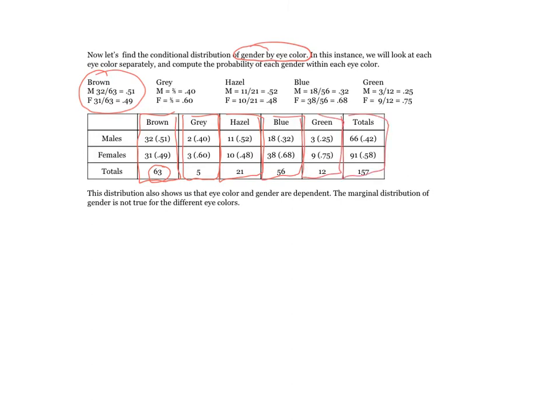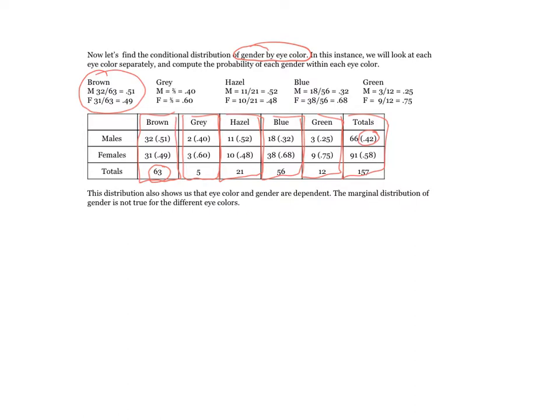And this distribution also shows us that eye color and gender are dependent. Okay? The marginal distribution of gender is not true for all the different eye colors. So if they were independent, 42% of the table was males, so 42% of the brown eye people should be males, 42% of the green eye people should be males, etc., etc. And that's not the case.